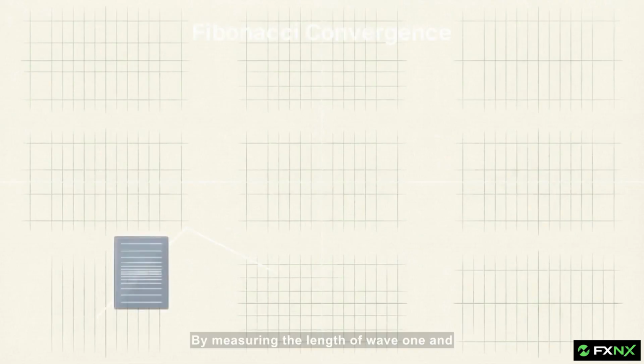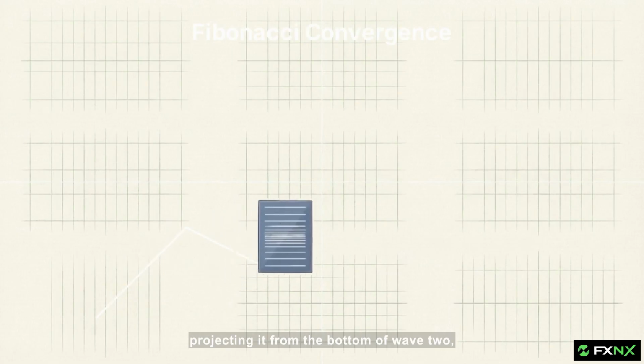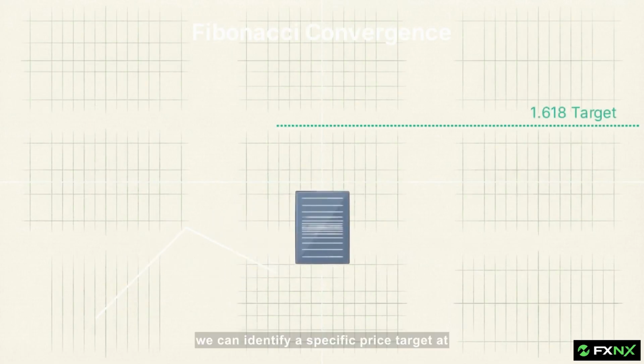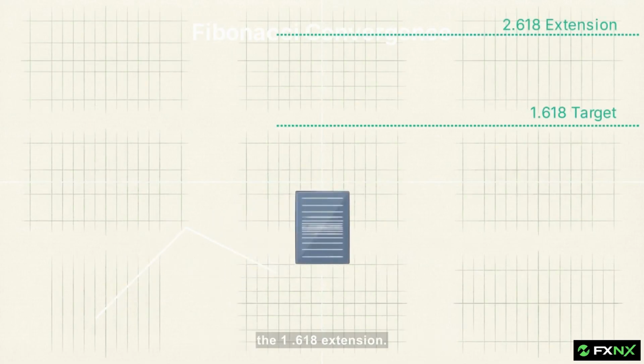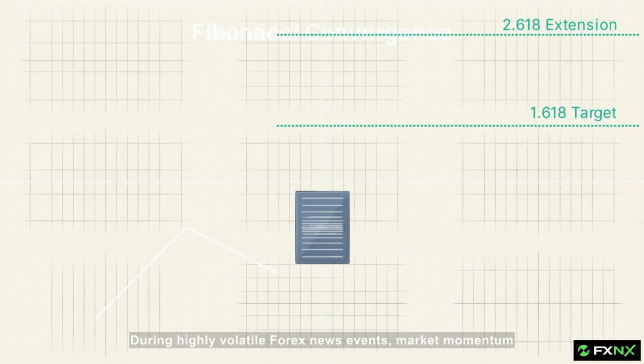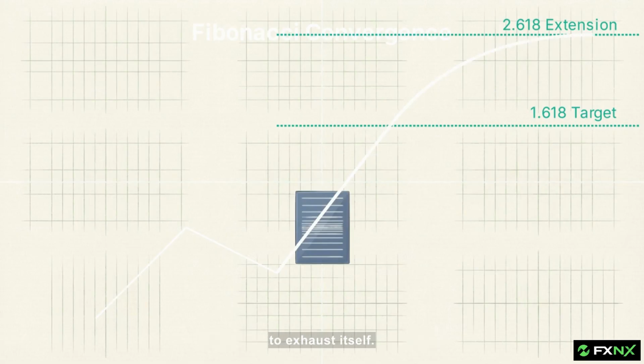This diagram shows the use of Fibonacci convergence. By measuring the length of wave 1 and projecting it from the bottom of wave 2, we can identify a specific price target at the 1.618 extension. During highly volatile Forex news events, market momentum often cuts straight through that initial level. In these cases, the 2.618 extension becomes the next area to watch for the impulse to exhaust itself.